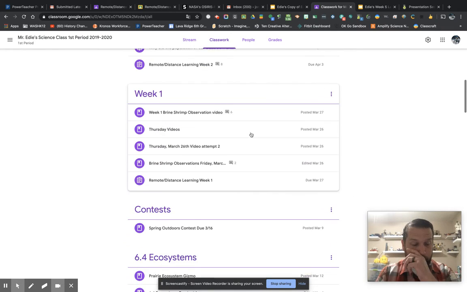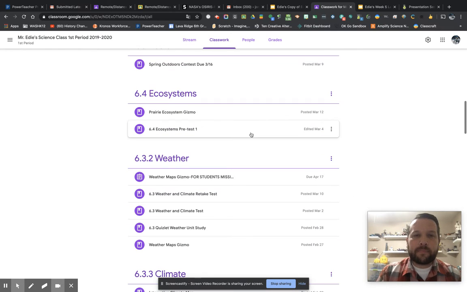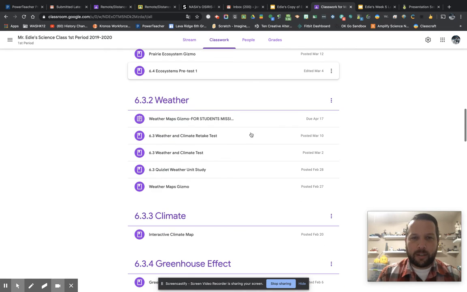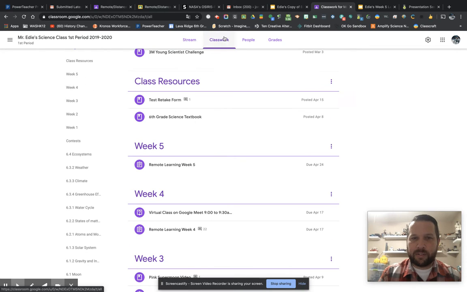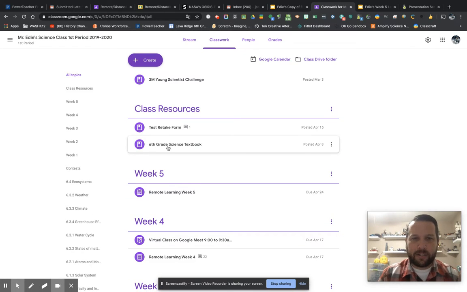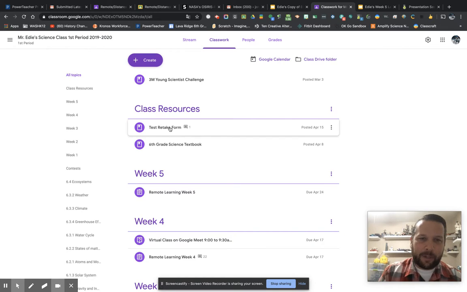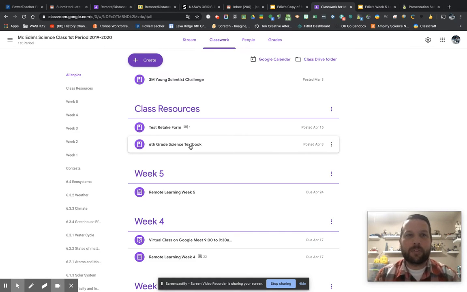Also, if you're making up stuff from before the break, like the weather and climate test, if you come here to weather, it's easier to find the weather maps gizmo and the weather and climate test retake test. So I just wanted to show you to use this classwork tab. Also at the top here under class resources, here's the test retake form and also the science textbook. So if you want to do some review or read something, you can click here.